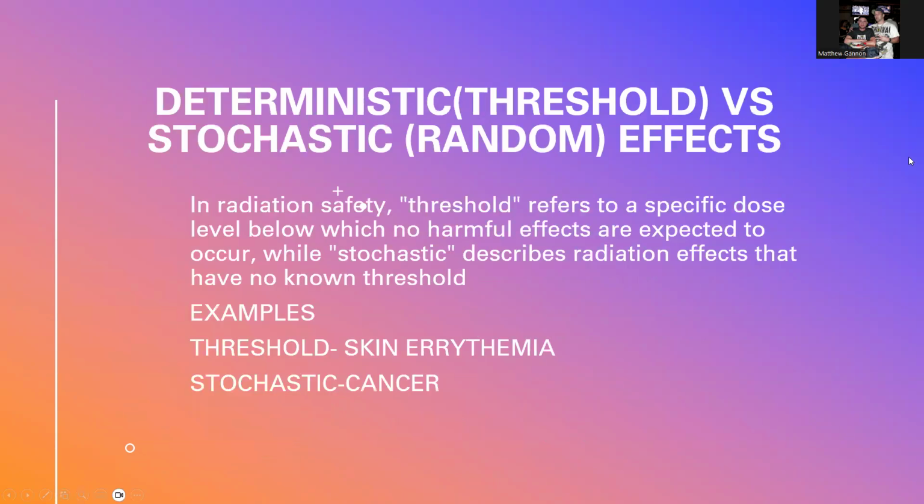So real quick, deterministic effects versus threshold effects. And deterministic or threshold is basically stuff we can see. We know that when a certain level of the radiation dose or exposure is hit, it will cause these things like skin erythema or cataracts. We know that at a certain level, those things will happen and we can observe those.